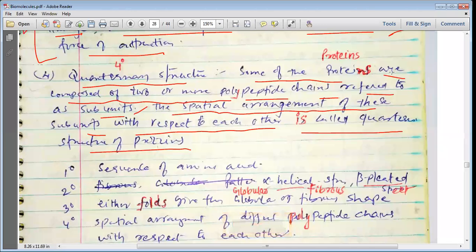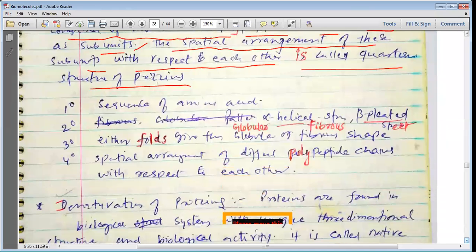So we can say that some of the proteins are composed of two or more subunits. The arrangement of these subunits in the space is known as the spatial arrangement. The spatial arrangement of these subunits with respect to each other is called the quaternary structure of proteins.